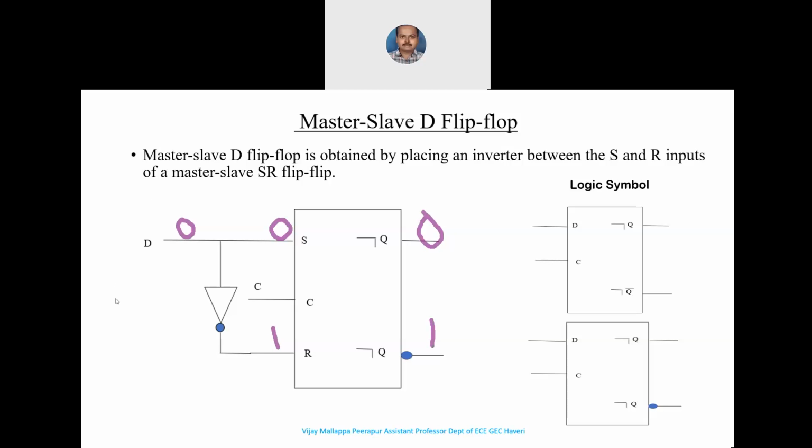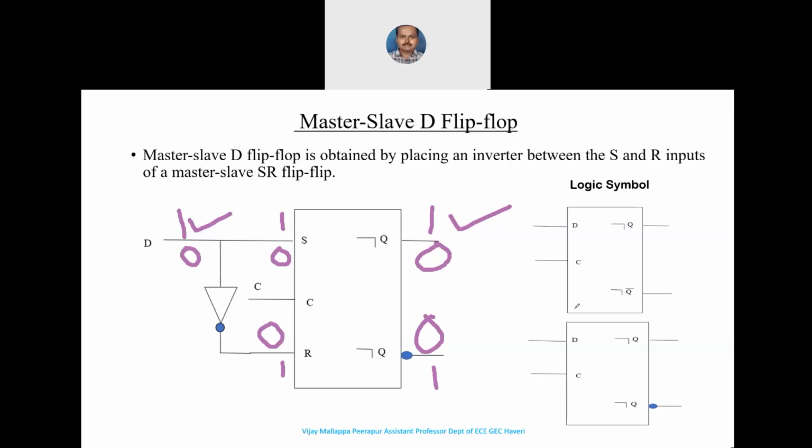Similarly, when D is 1, S is nothing but 1. Since the inverter output is given to R, this will be 0. Now S is the set state. S is 1, R is 0. So the output is 1 here. This will be 0. So whatever input information you give, you get that as an output. When this is 0, as I said here, the output will be 0. Right? This is called a data flip-flop or a D flip-flop.